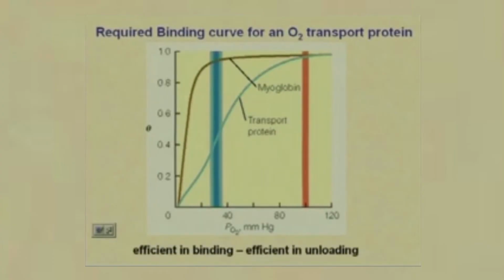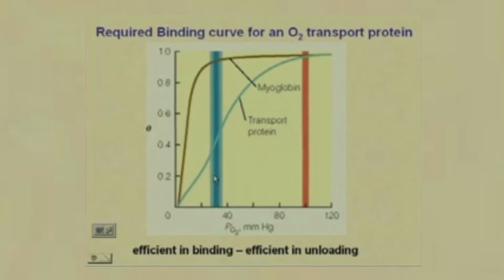So what do we have? What is this curve depicting? It is telling you that you have something that is efficient in binding and also efficient in unloading. This is the sigmoidal curve of hemoglobin.